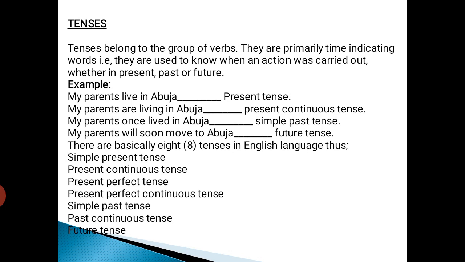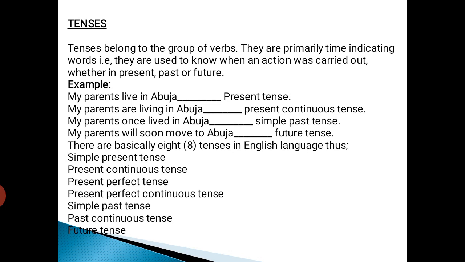For example, my parents live in Abuja, which is present tense. My parents are living in Abuja, present continuous tense. My parents once lived in Abuja, simple past tense. My parents will soon move to Abuja, future tense.